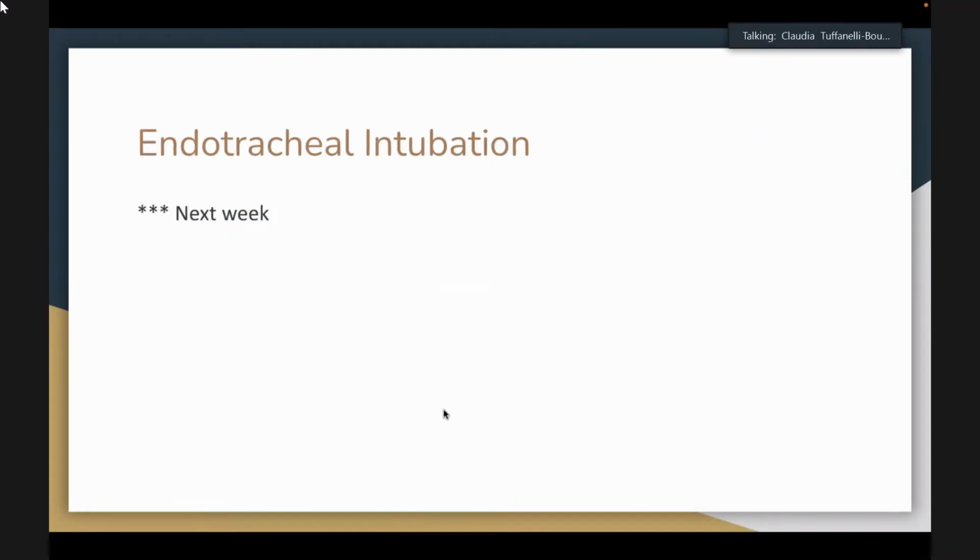So the next, if BiPAP doesn't work, is intubation usually. And with the intubation, that's what we'll talk about next week. We'll talk about that at length and kind of get into it. So I didn't want to do that this week.